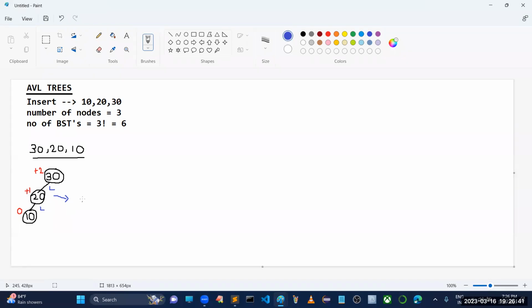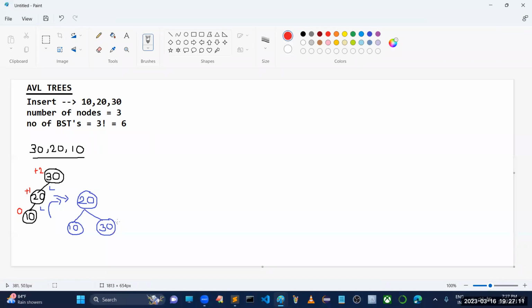In this case, you have to maintain 20 as the root node. We have to rotate this. This is called right rotation. Like this, we have to rotate, right rotation. Sir, what are we doing here? We are rotating 20. 20 will become the root node, 10 will become its left subtree, and 30 will become its right subtree. Now, first of all, is it a binary search tree?